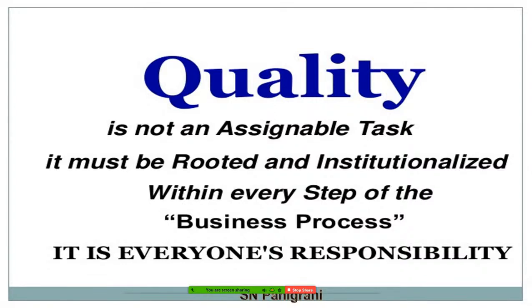And quality is not an assignable task. It must be rooted and institutionalized within the steps of the business process itself. Means quality is inbuilt in the process. That is the basic concept of quality. And of course for quality everybody is responsible. It's not that after the production the quality department ensures whether it is accepted or rejected. Not just they are the responsible people. It is the responsibility of everybody involved in the process. So that is the basic concept behind the people and process of quality.